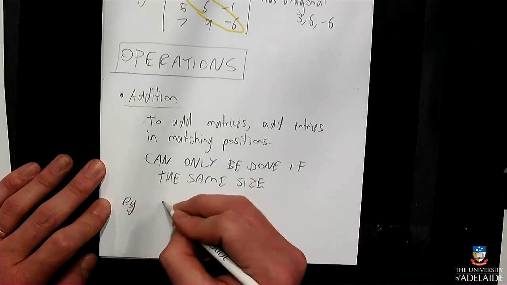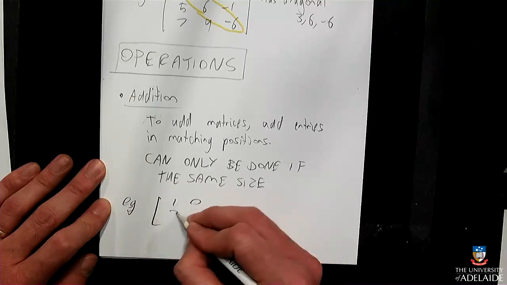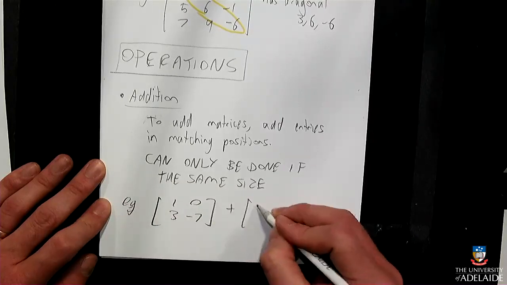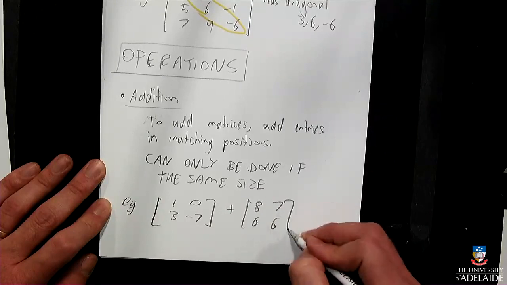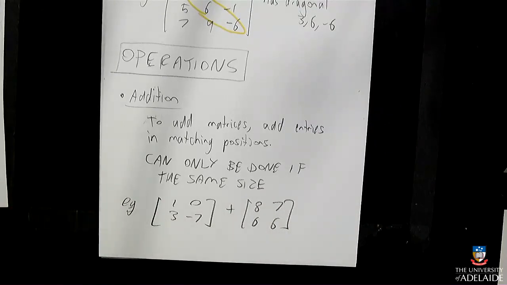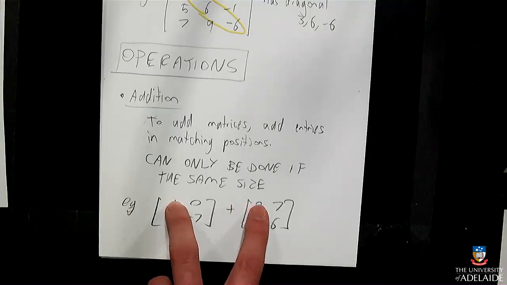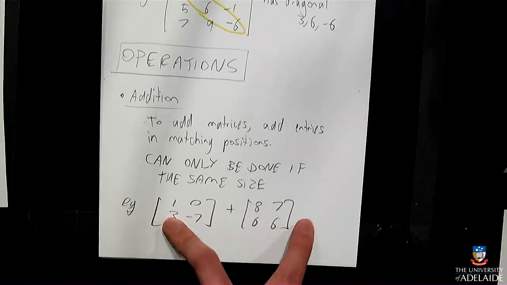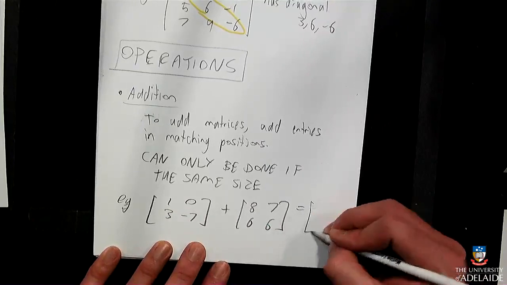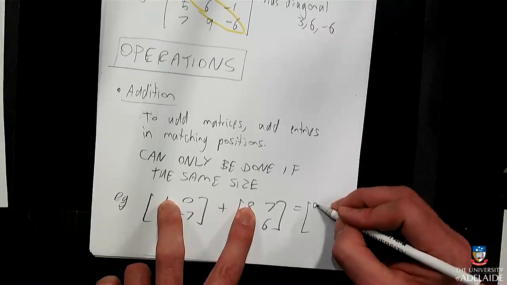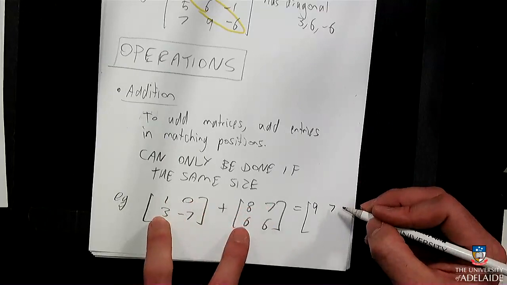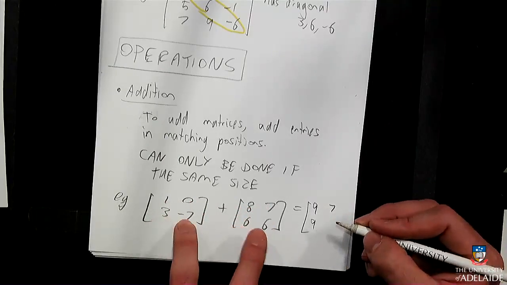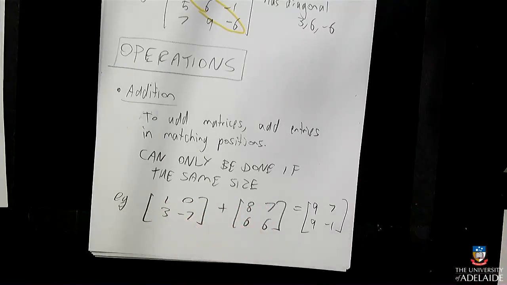So for example, these two matrices are the same size because every time I want to add something to the other, they have a matching entry to do it, and I can literally just add them. 1 plus 8 is 9, 0 plus 7 is 7, 3 plus 6 is 9, minus 7 plus 6 is negative 1. And that's how you add matrices together. Seems pretty natural that you would want to do such a thing.